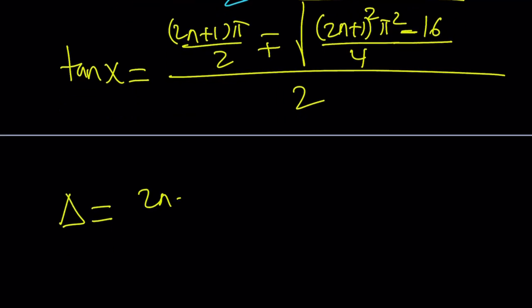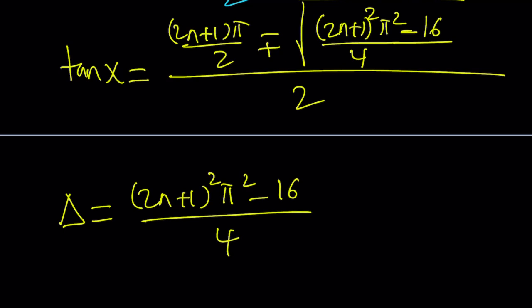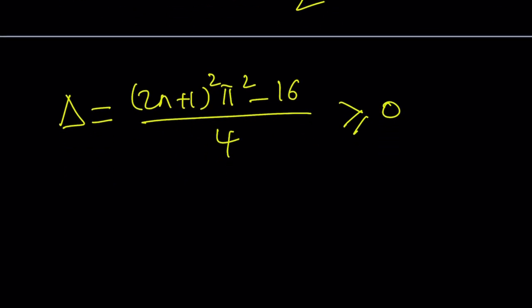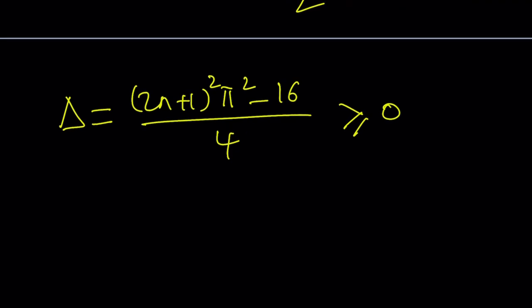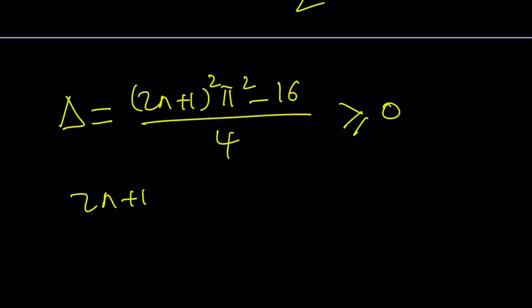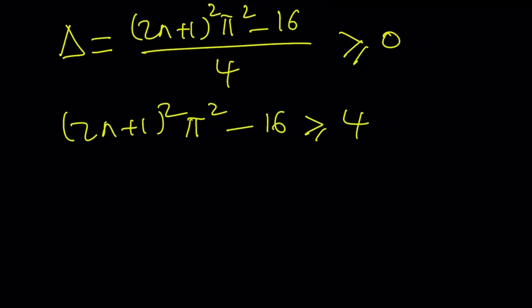That is (2n plus 1) squared multiplied by pi squared minus 16, divided by 4. I want this to be greater than or equal to 0 in order to have real solutions, right? That's the real deal. So now, if you multiply both sides by 4, you're going to get this. Obviously, 4 times 0 is 0. Did I write 4 on the right hand side? Okay, it's supposed to be 0. And then add 16 to both sides.